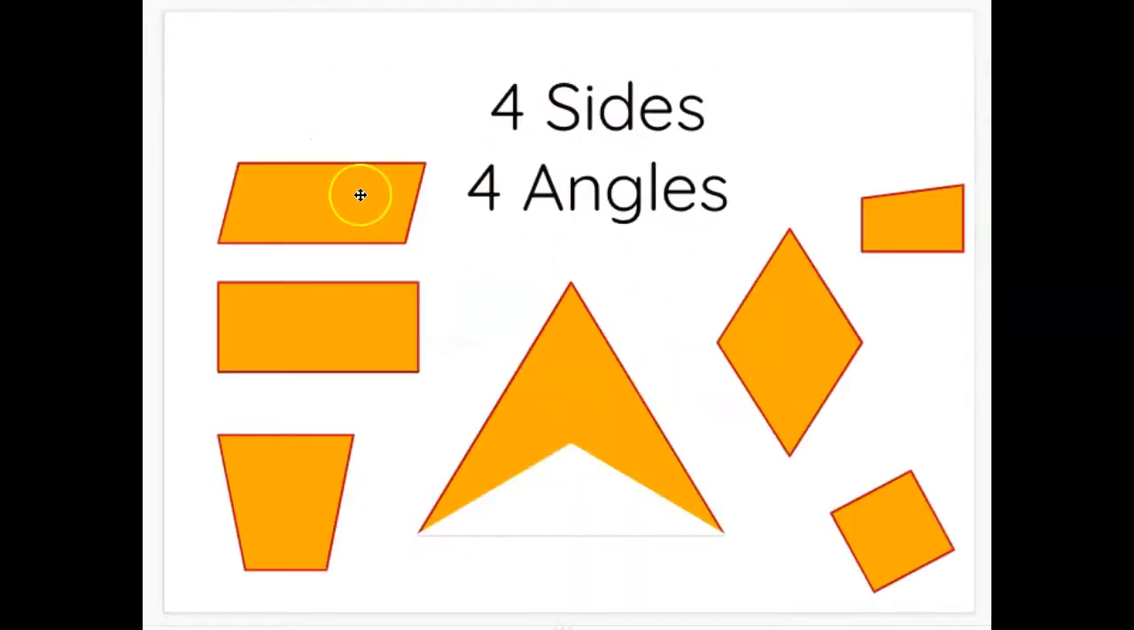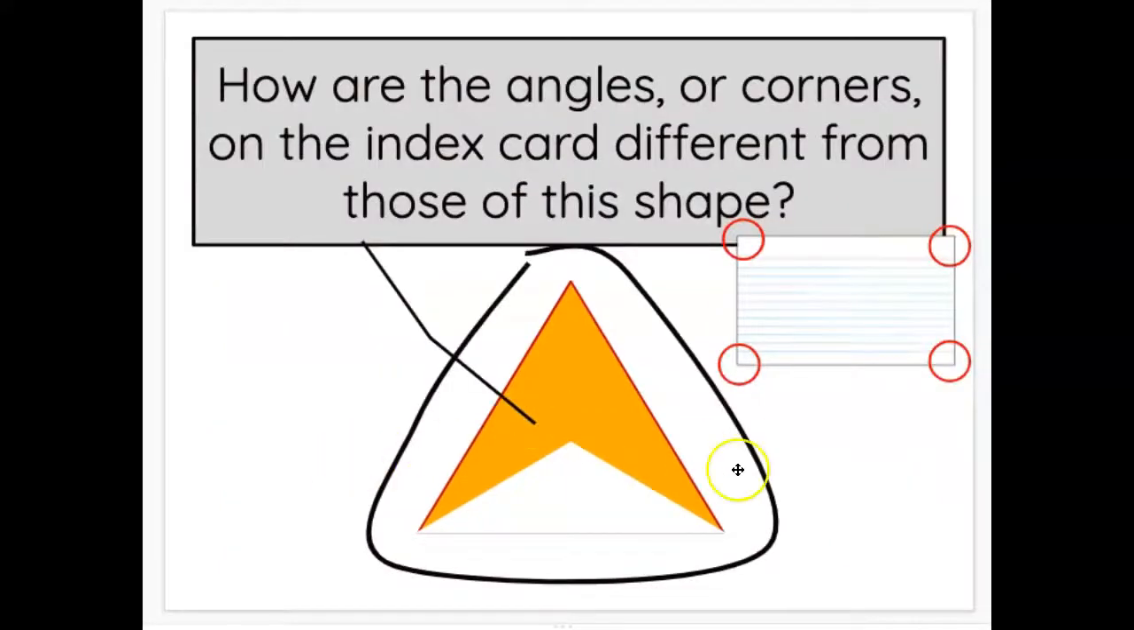Here are some more. 4 sides and 4 angles on all of these shapes. Even though they all have 4 sides and 4 angles, they don't look the same. These are all different types of quadrilaterals. How are the angles on this shape different than the angles on this index card? So look at these angles carefully and look at this angle or these angles. How are they different? Think about it.